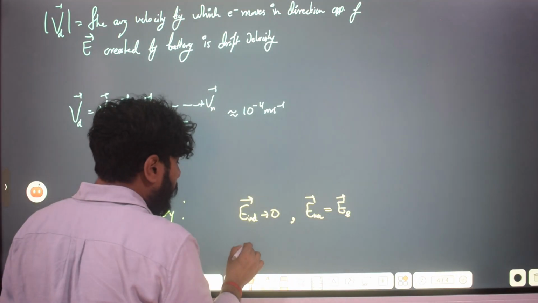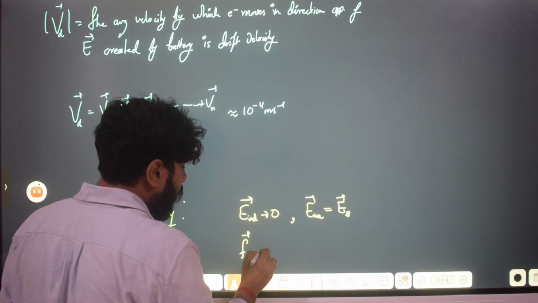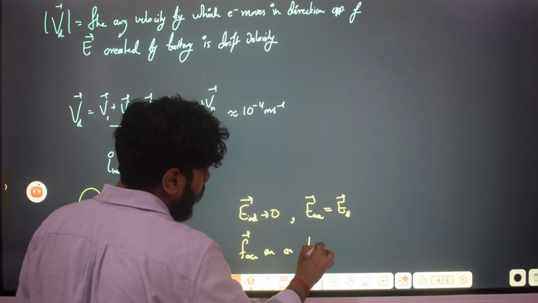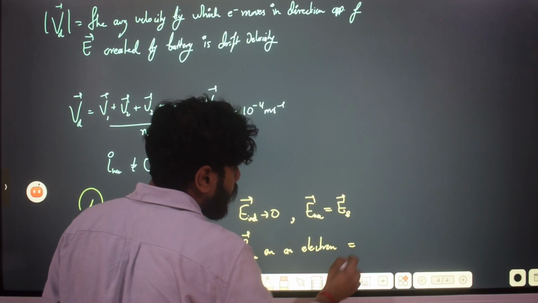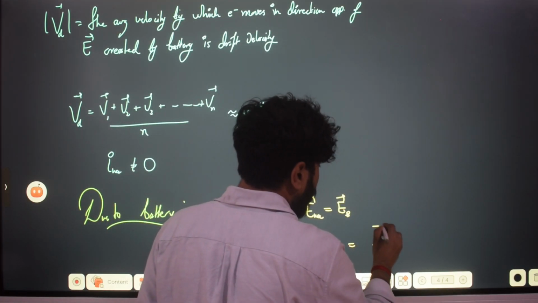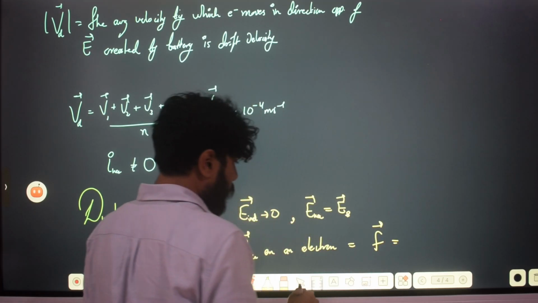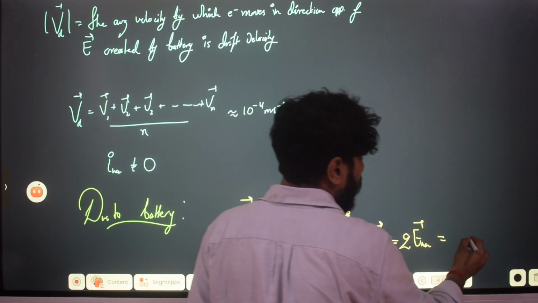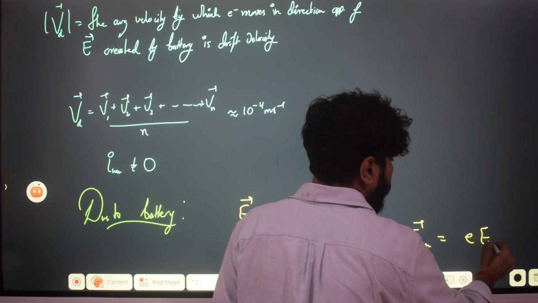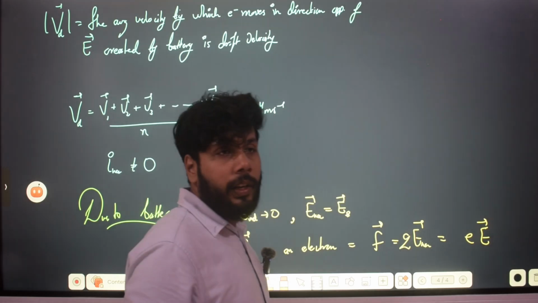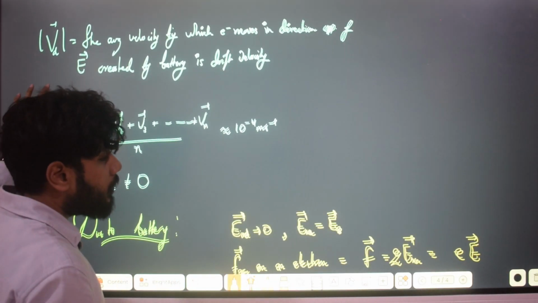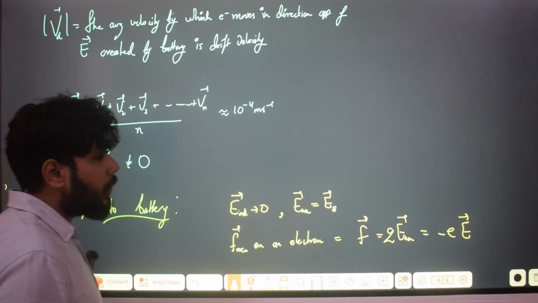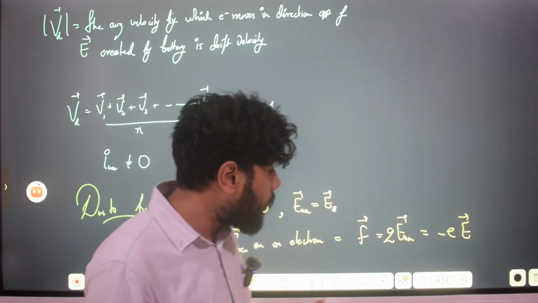And what will be the force on an electron? The force will be Q times E net, where Q is just the charge of the electron, and E is the electric field of the battery. You can see the electric field of the battery is to the right, and the electron has negative charge, so the direction of force and direction of electric field will be opposite. That is signified by the minus sign.